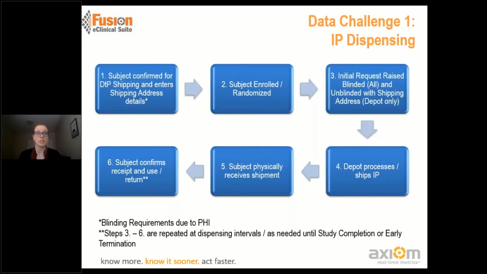And one thing that we like to consider is making sure that we're balancing the overall study information and oversight. So we can take an approach of a blinded notification to a general sponsor level, as well as unblinded, of course, which is the one containing the shipment details going to the depot. From there, the depot is going to process and ship the IP, and then the subject's going to physically receive that shipment. They're going to confirm receipt, as well as any use or return details.